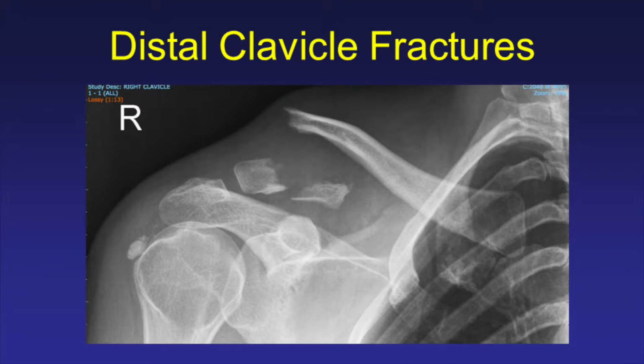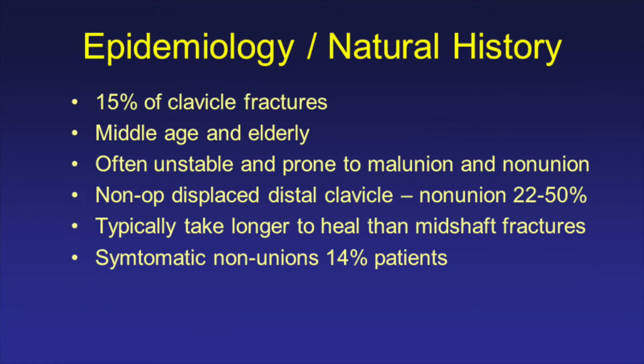So the bulk of the talk is going to be on distal clavicle fractures. When we look at the distal aspect of the clavicle, 15% of all clavicle fractures are on the lateral side. It's much more common in the middle-aged and elderly. They're often unstable, and they're prone to malunion and non-union.